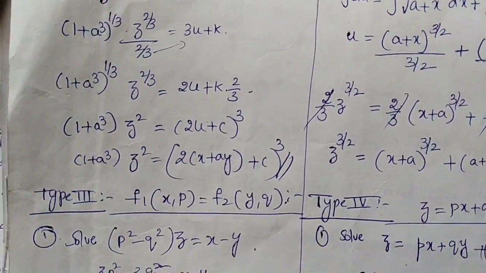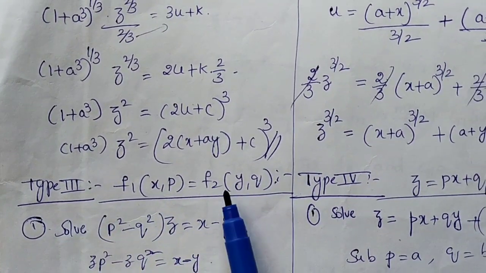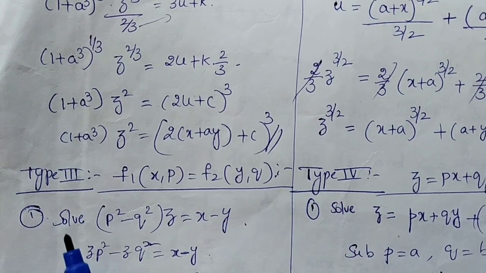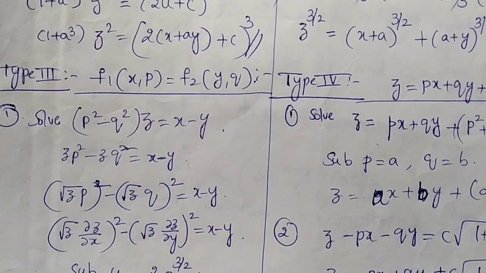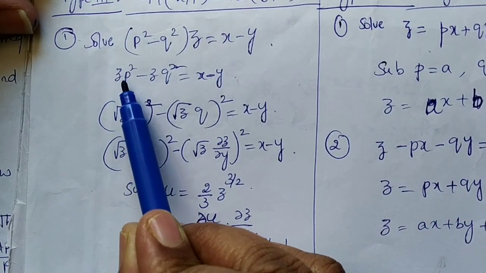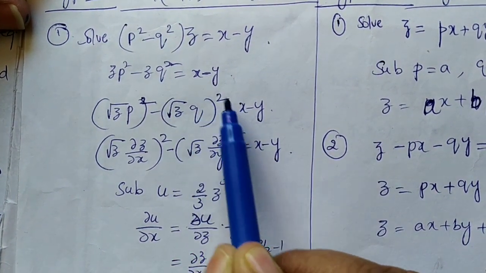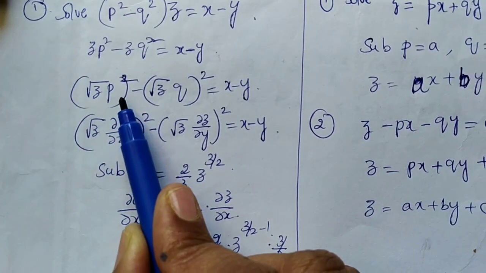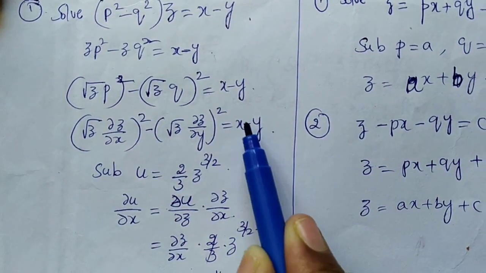Type 3 means functions of x comma p on one side and functions of y comma q on one side. If that is possible, then it comes to type 3. So here, if you observe, zp square, zq square is there: root zp whole square, root zq whole square equal to x minus y, whole square form apply. We know p means dou z by dou x, q means dou z by dou y, equal to x minus y.